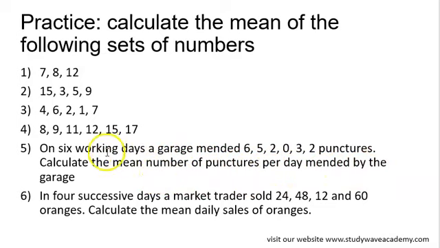So we have to find out the mean. Our next one is, in 4 successive days, a market trader sold 24, 48, 12, and 60 oranges. Calculate the mean daily sales of the oranges. We can do that, right? Using our previous examples, we'll be able to solve this problem.